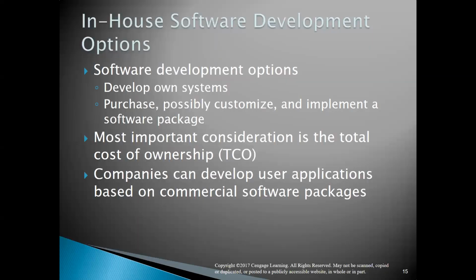In-house software development options. Software development options: you develop your own system, or purchase, specifically customize, and implement a software package. The most important consideration is the total cost of ownership. Companies can develop user applications based on commercial software packages. Now, in-house development, we have talked about it, means building a system within the organization, or you can purchase it and possibly get it customized by the vendor. And the most important thing when developing software in-house is the total cost of ownership.